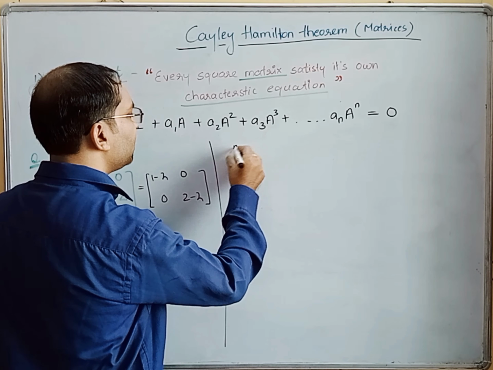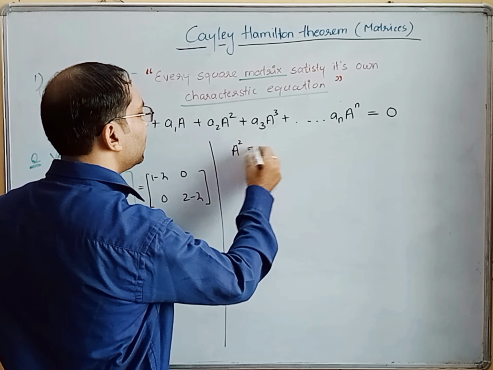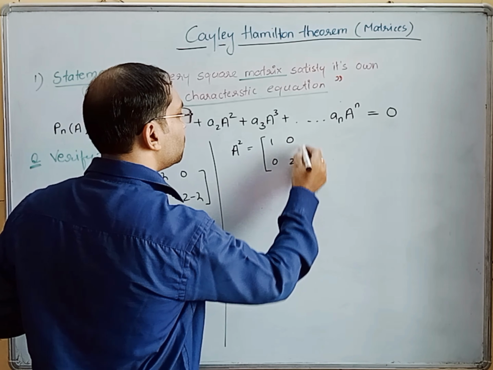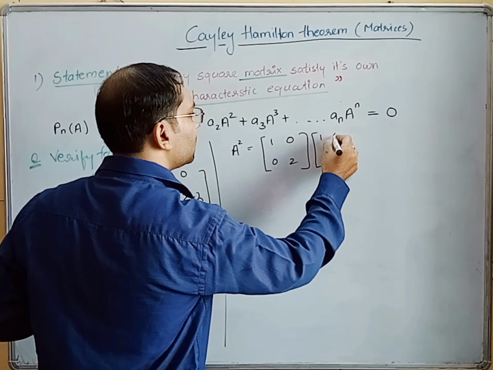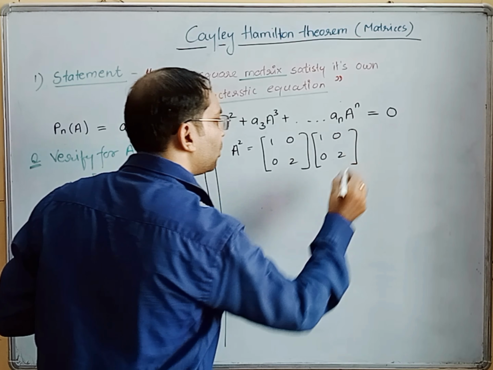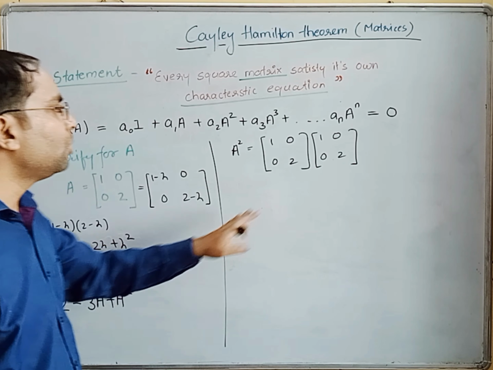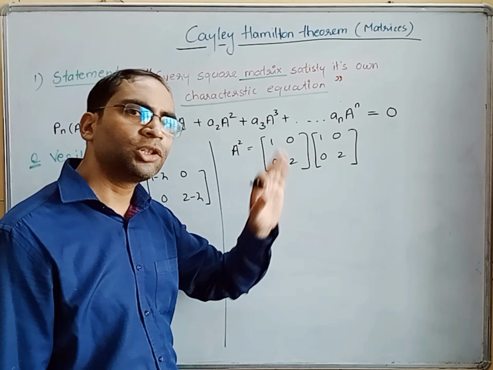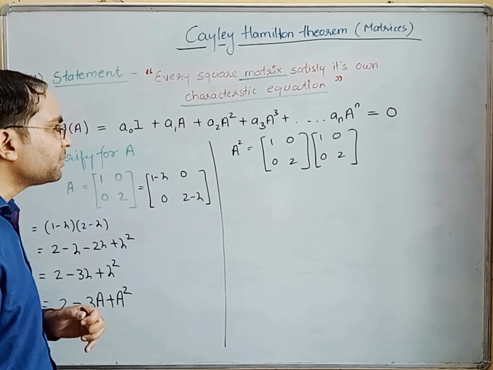A square can be calculated by multiplying the matrix by itself. This is 1, 0, 0, 2, times 1, 0, 0, 2. If you have a problem in matrix multiplication, I have already made a video on how to multiply matrices very fast. You can watch that video on matrix multiplication.